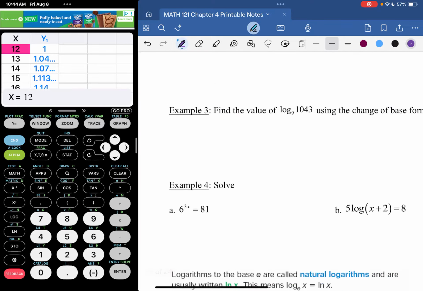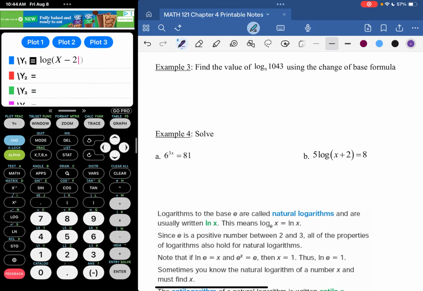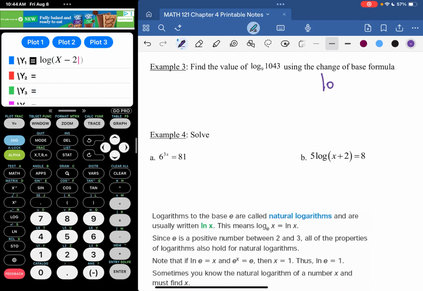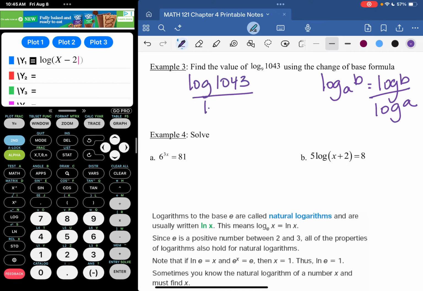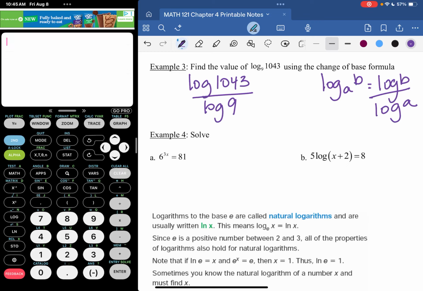Okay. The change of base formula is if you have log base a of b, you can type it in your calculator as log b over log a. So this would be log of 1043 over log 9. So log 1043 divided by log 9. And you would get 3.163.